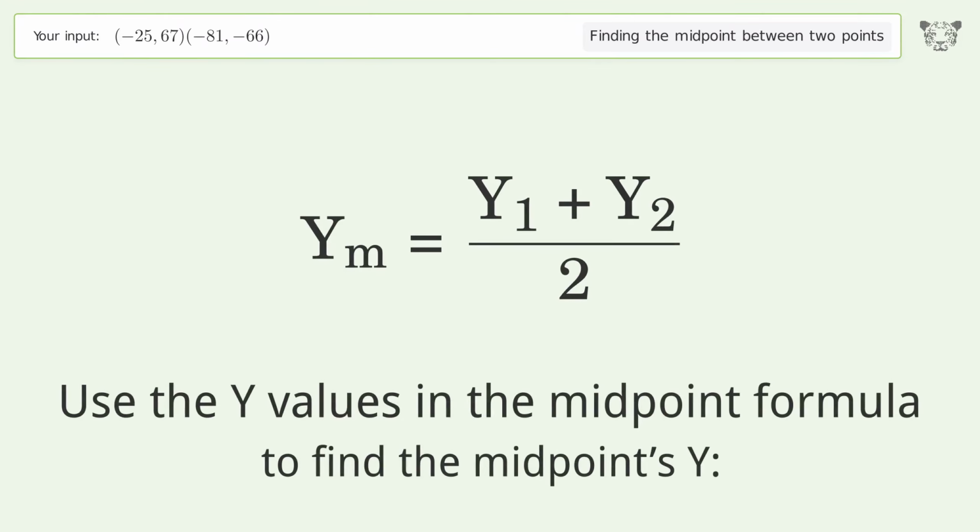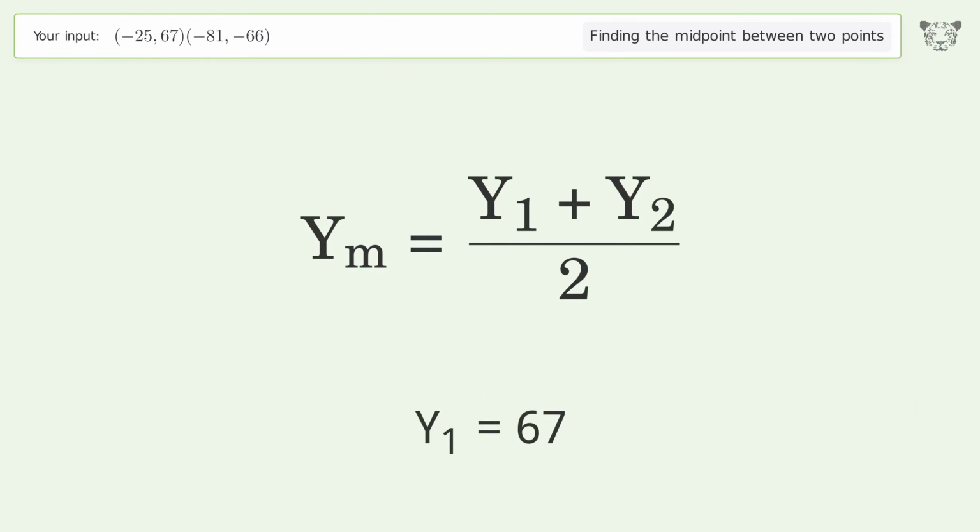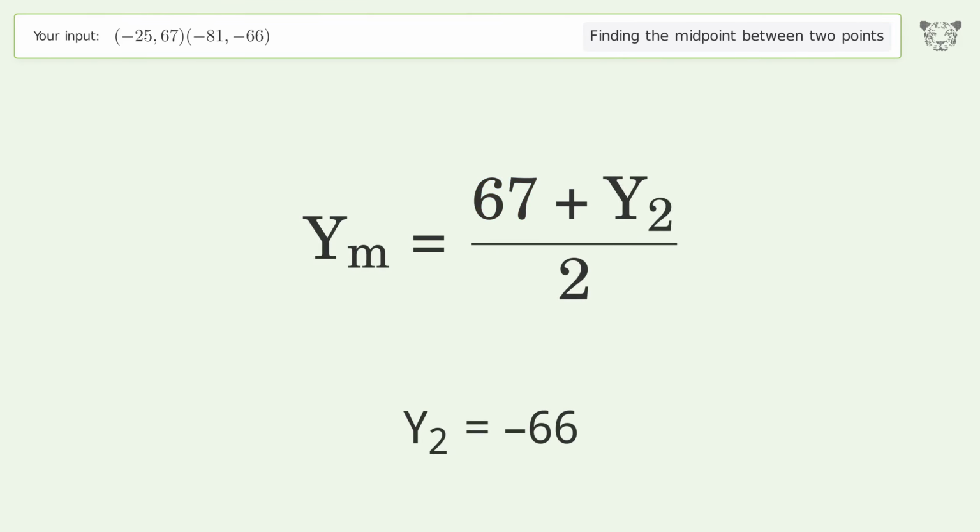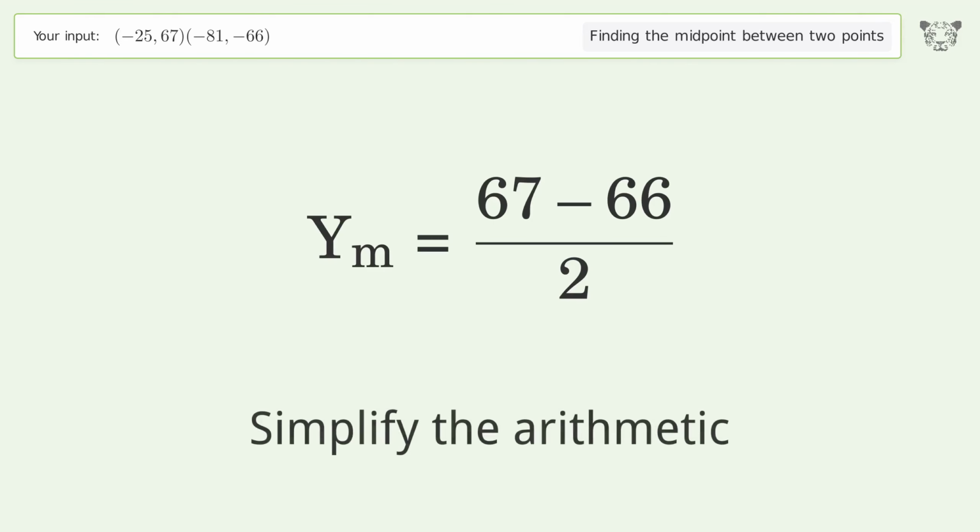Use the y values in the midpoint formula to find the midpoint's y. y1 equals 67. y2 equals -66. Simplify the arithmetic.